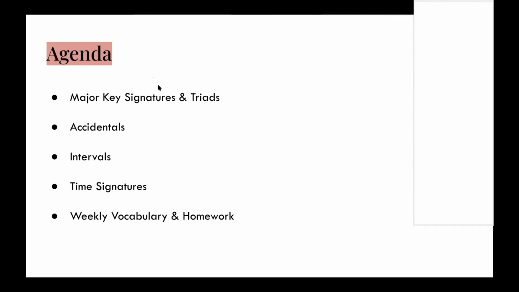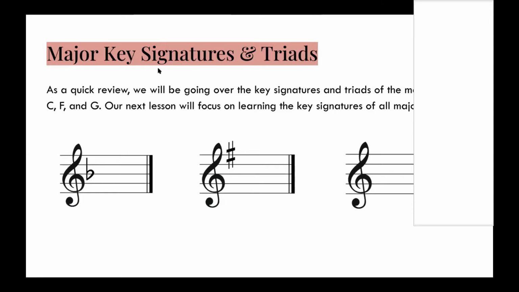Okay, so I'll do the first topic. Today is more of a review of the beginner music theory class. So if you find any of this not challenging, that's completely normal. We're going to review major key signatures and triads first. As a quick review, we'll be going over the key signatures and triads of the major scales C, F, and G. And then in our next lesson next Wednesday, we're going to focus on learning and memorizing the key signatures of all major scales.